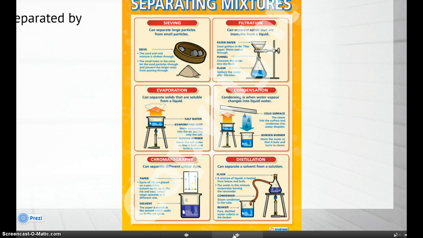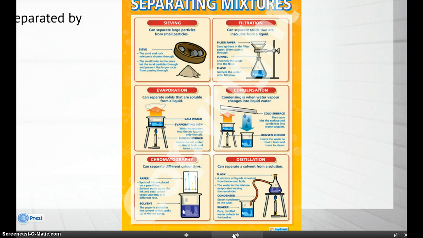Evaporation, you would maybe have salt water combined together and you would heat the water. Water and salt have different boiling points, and so the salt would remain in the container and the water would evaporate out into a gaseous state.